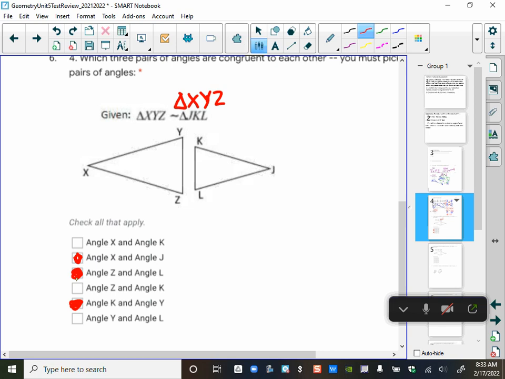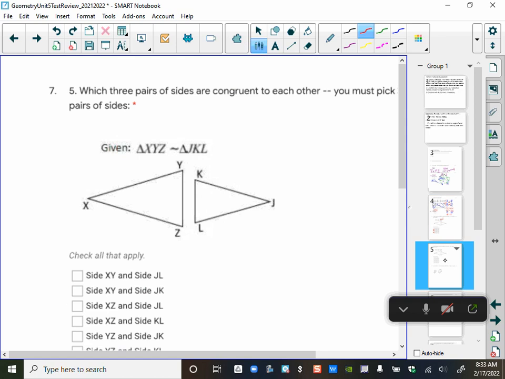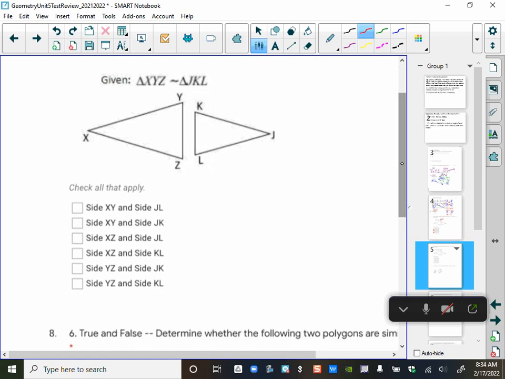All right, any questions on this one before we go to the next problem? The next problem is going to be similar to this one. The only difference is, rather than just angles, we also have sides. The same thing. JKL over XYZ, there you go. I'll give you a moment to figure out which sides match up with which other sides.